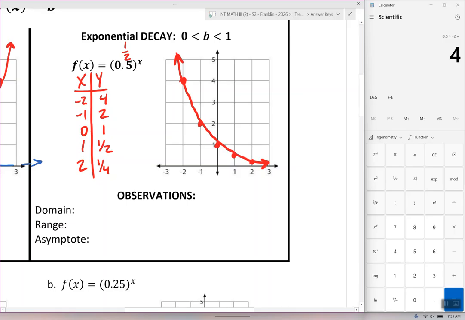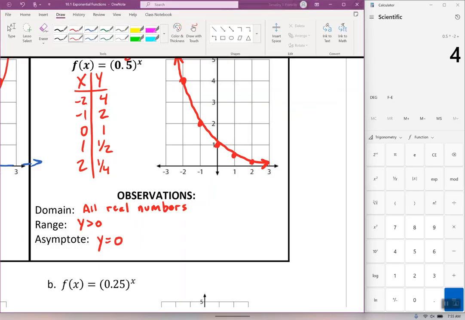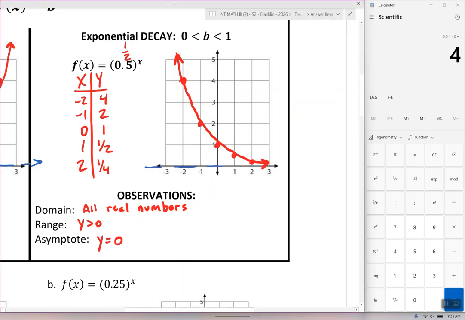The domain here is still going to be all real numbers. I can put any number in for the exponent here, and it will give me an output. The range is, again, very similar, greater than 0, and the asymptote is the same, y equals 0, because we're approaching 0, but we'll never cross it.